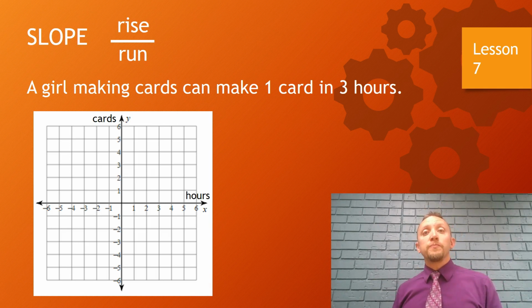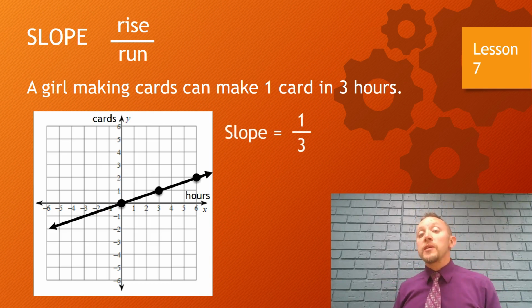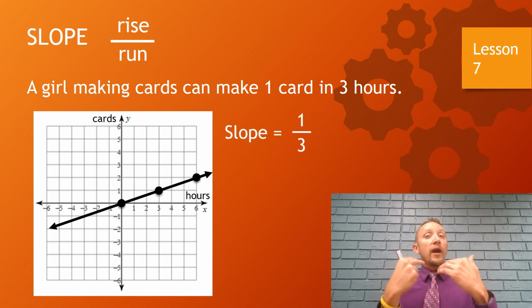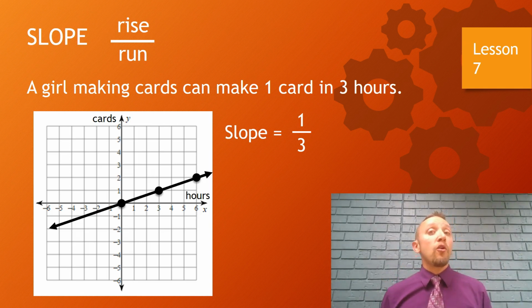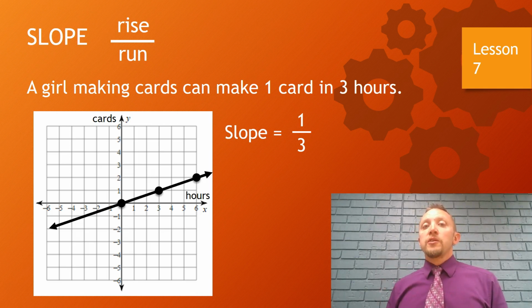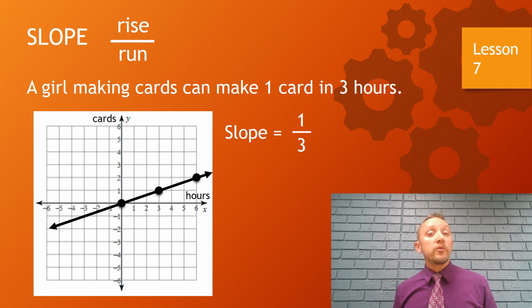All right, how'd you do? Well, you should have gotten that again, that in 3 hours she'd make that 1 card. You'd come up with a couple of points if you did that, and you have your line. So your slope in this case would be, again, rise over run. We would go up 1 over 3. So if you had 3 over 1, what you were saying is you were saying that she would make 3 cards in 1 hour. She's taking her time. She's making 1 card in 3 hours. And so your slope would be 1 over 3. And that can't be reduced. So that would be your answer.